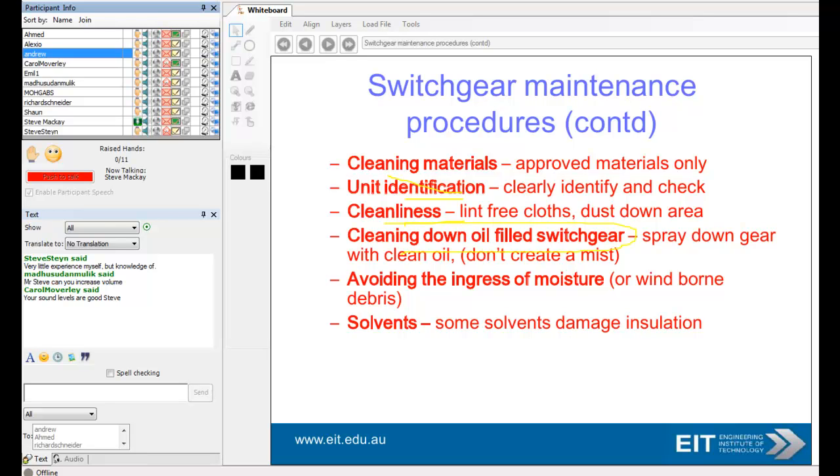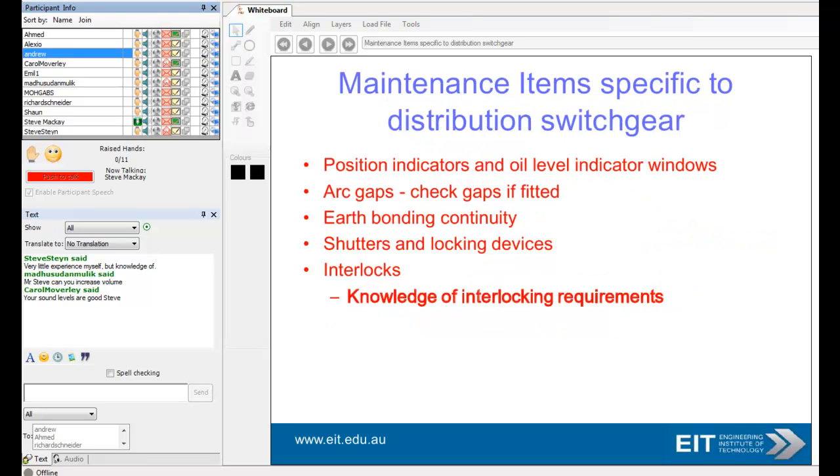Cleaning materials, unit identification, cleanliness, cleaning down oil-filled switchgear, avoiding moisture getting in or windborne iron dust, and then the solvents that you're using. Obviously be very careful about which solvents you use, because some solvents unfortunately destroy your insulation, which you want to avoid at all costs.